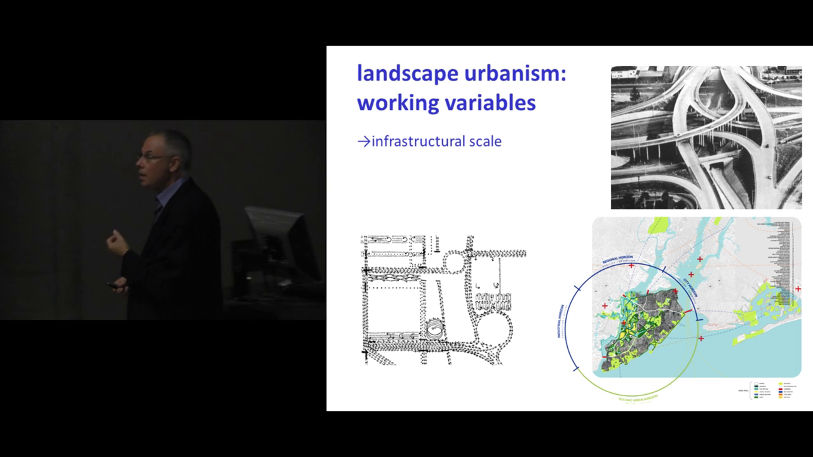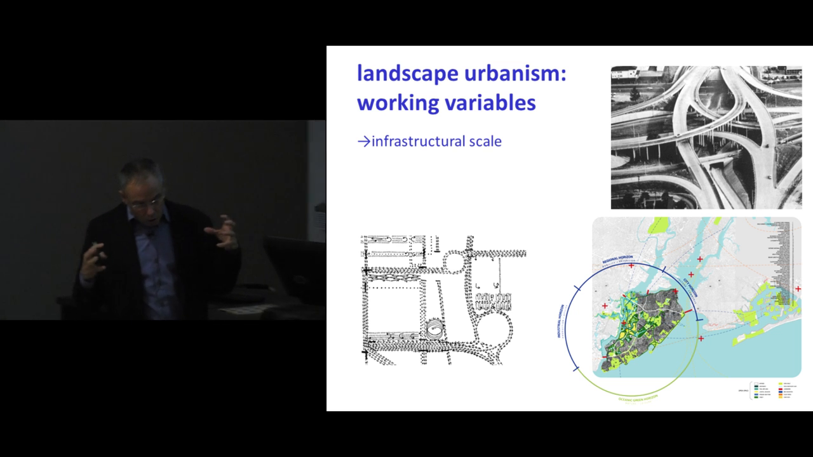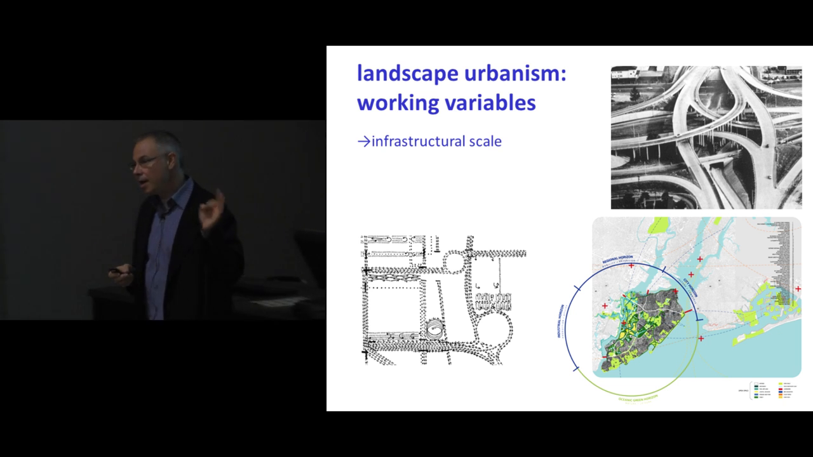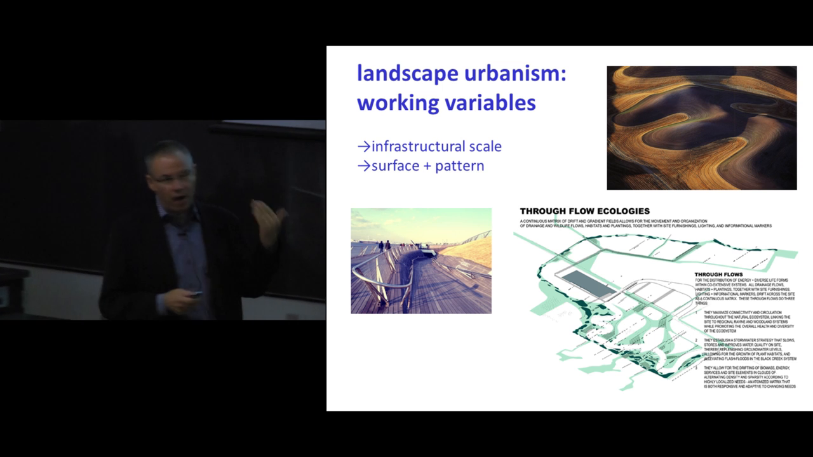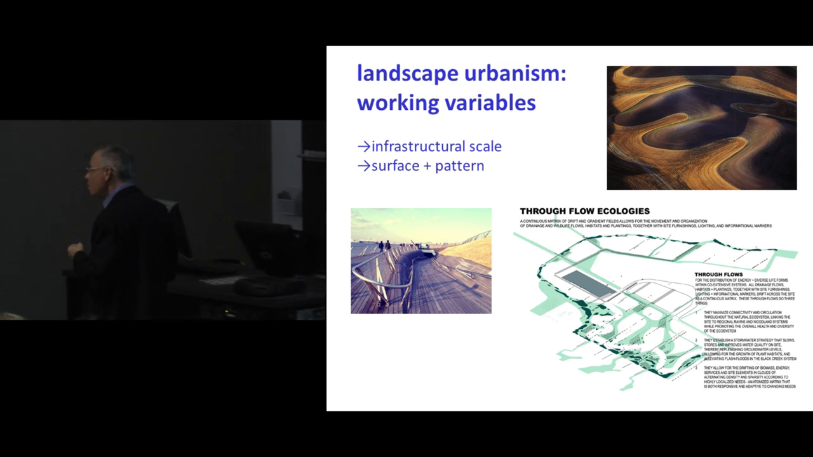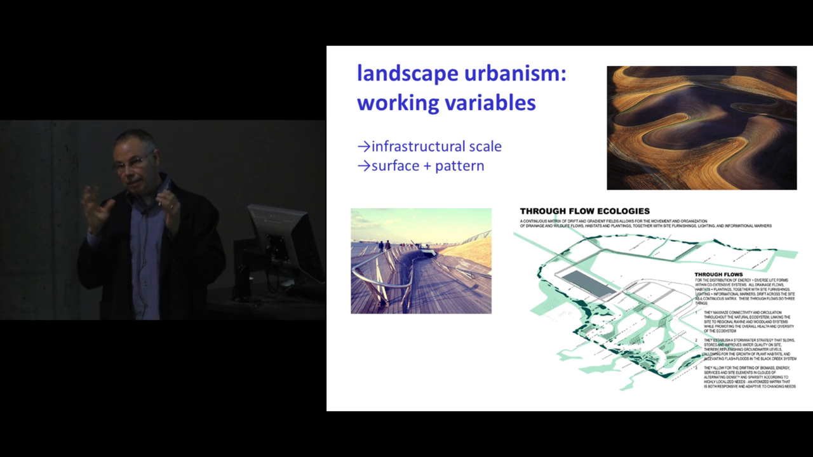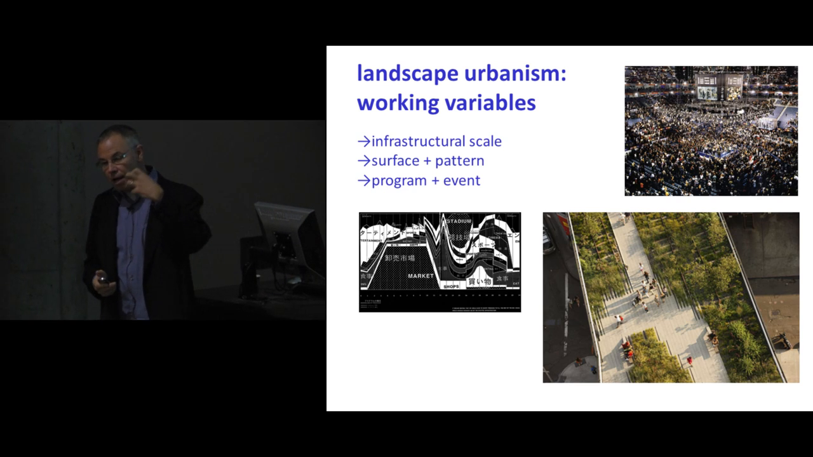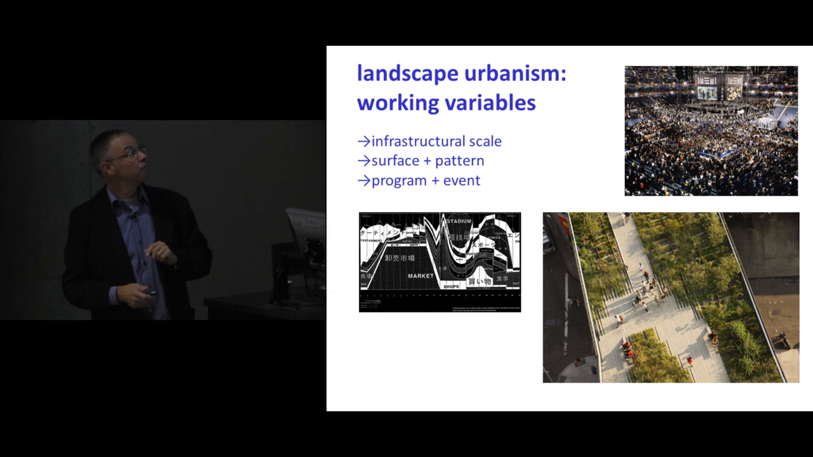And again, we saw this in a series of canonical projects in the late 1990s, such as the Reiser-Umemoto West Side project. So all of this became codified in the late 1990s, early 2000s, around the notion of landscape urbanism. And I'll just run through this very, very quickly. I would say there are five important working variables in landscape urbanism. First of all is this claim for an infrastructural scale, that landscape is no longer to be confined to delimited specific sites decorating the plazas in front of office buildings, but landscape can have a large-scale structuring role in the city through its appeal to a territorial scale and to infrastructure.